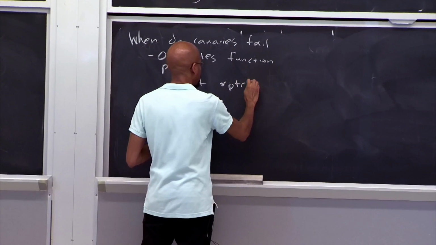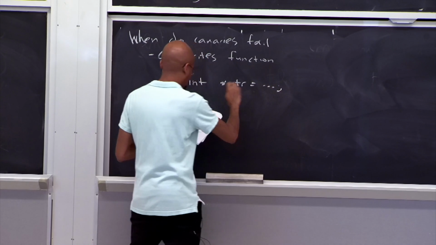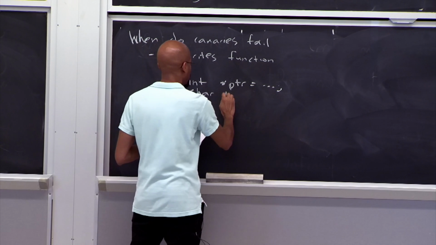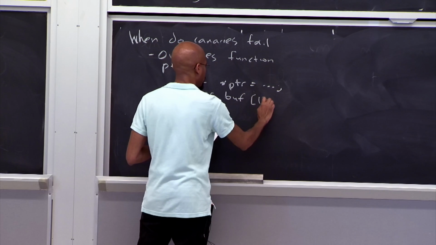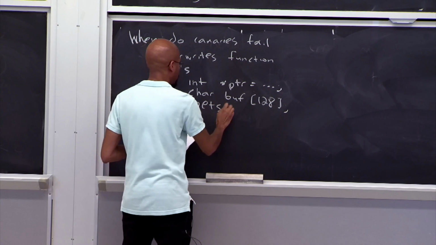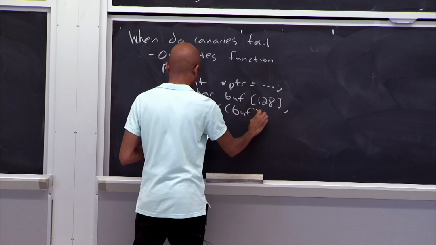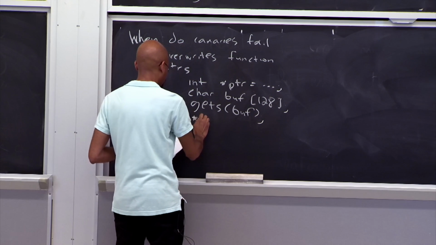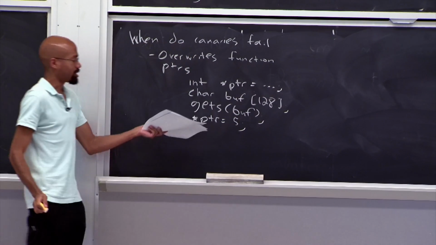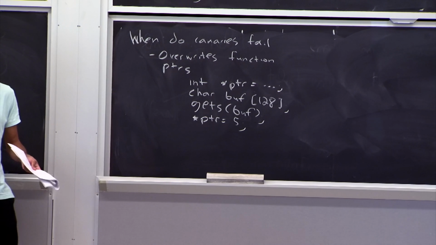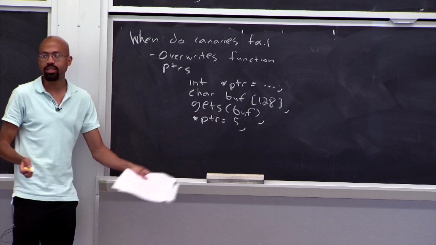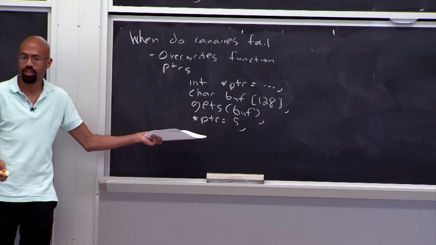So for example, let's say you had code that declared a pointer. It gets initialized in some way, it doesn't really matter. Then you have a buffer here. Once again, the gets function rears its ugly head. And then let's say down here, we assign some value, 5, let's say, to the pointer. Now note that we haven't actually tried to attack the return address of the function that contains this code.